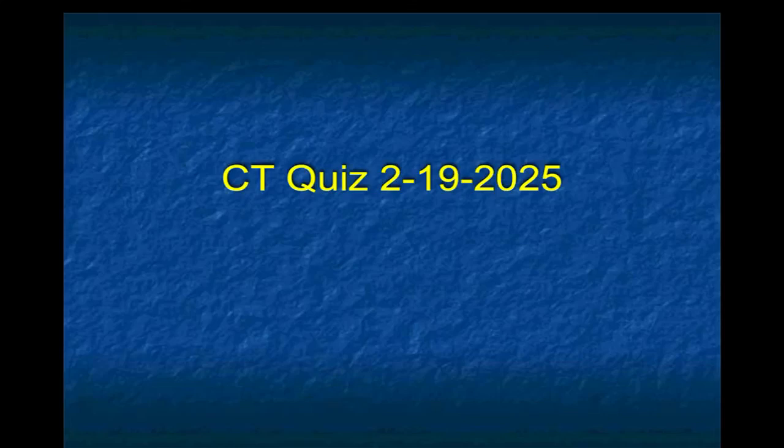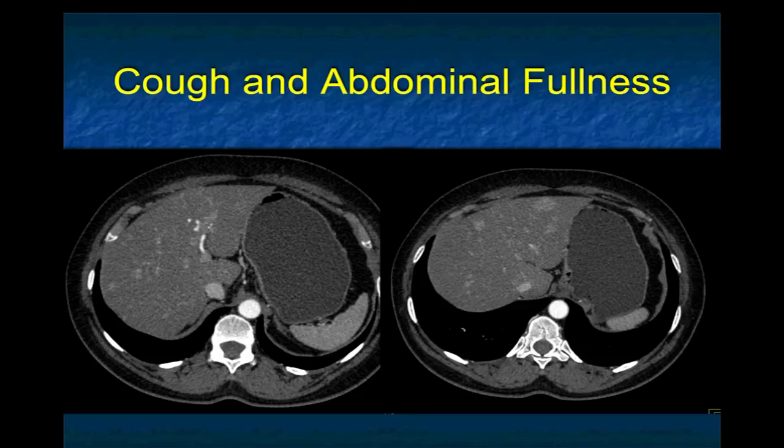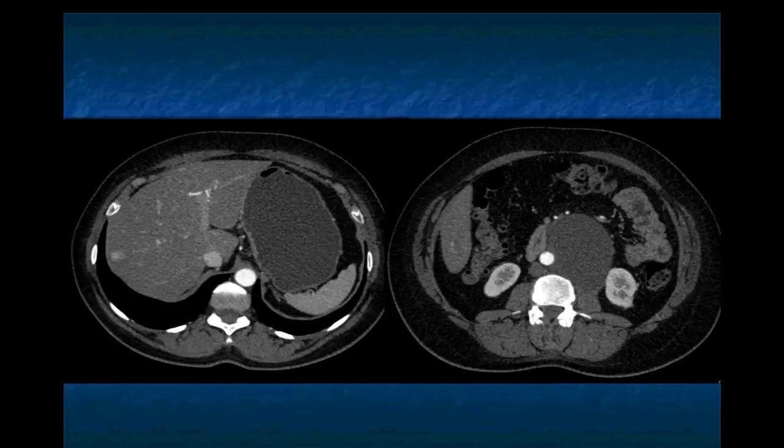Okay, we're on the CTisus quiz, and hopefully I can share with you 10 cases. Let's get started. Patient has cough and abdominal fullness. There are some vascular lesions in the liver, and I'll tell you those are a combination of FNH and hemangiomas. We're not going to worry about them.